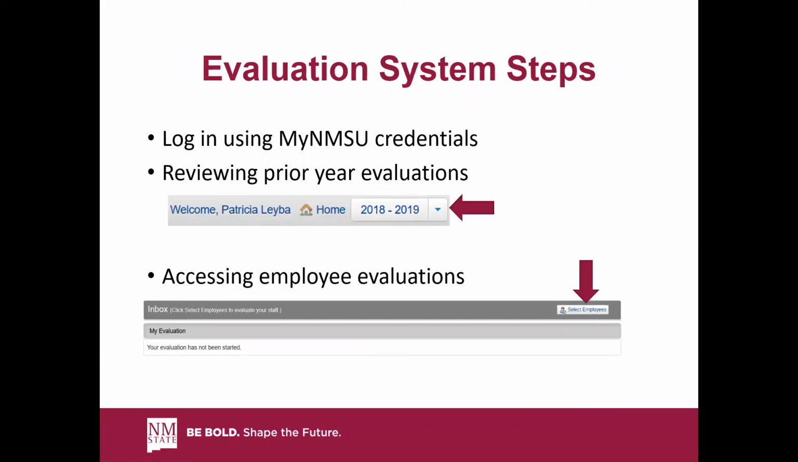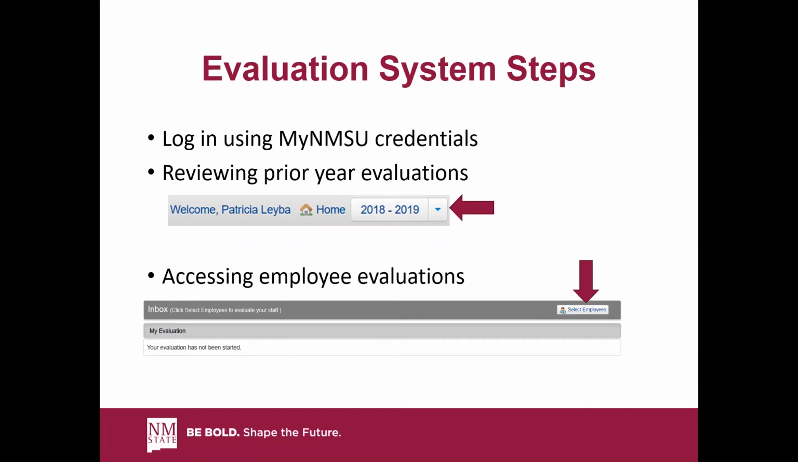So the evaluation system, like in other years, you log in using your NMSU credentials. This is what you will see when you first log in. Right here is where you will access evaluations from previous periods. The most recent previous period will be what you see here. If you select this button, it'll show you the other periods that you have in your system, and you can select a different time frame, and it'll pull up the evaluations for the people you've evaluated in the past.